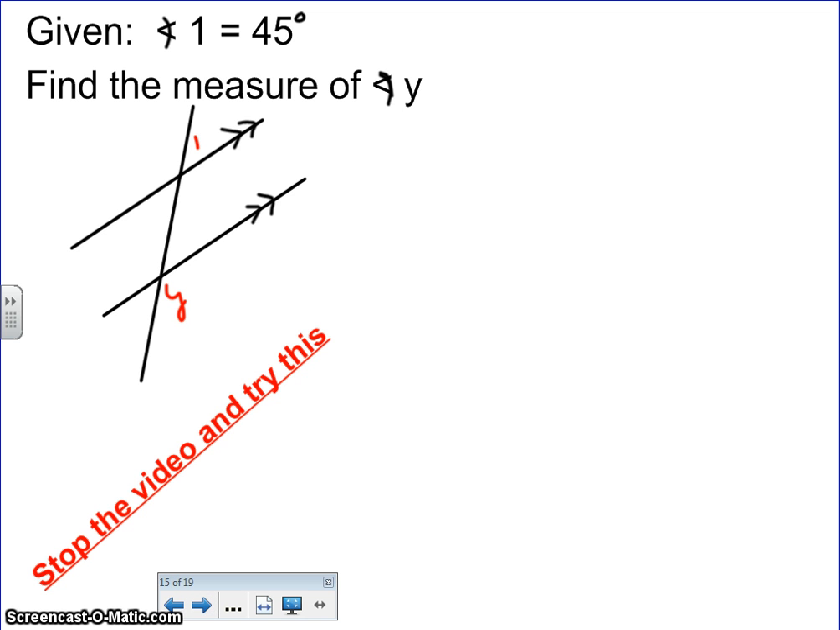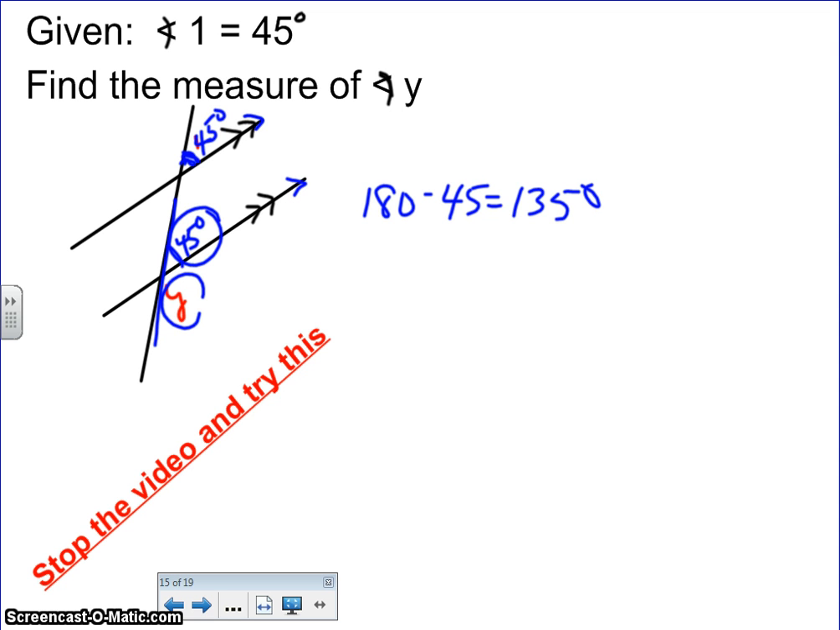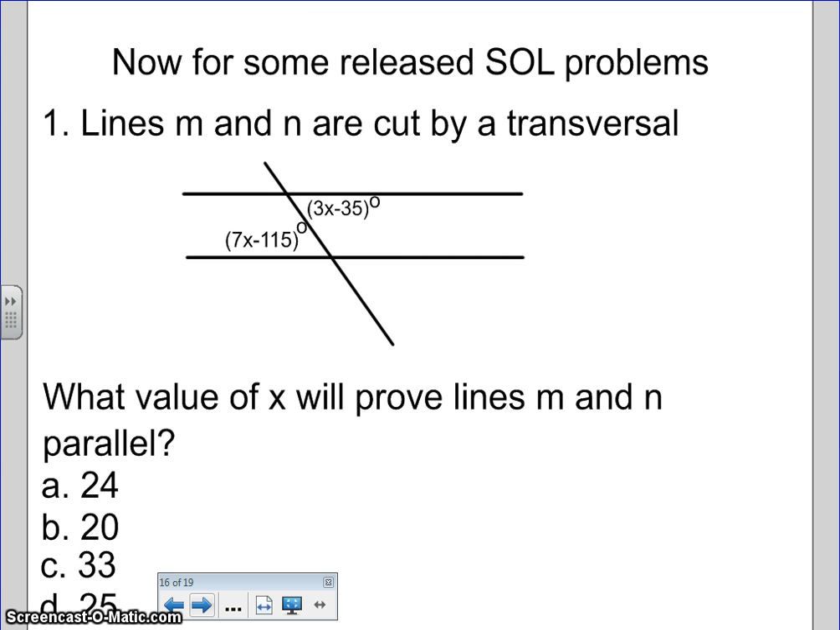Okay, we're back. Angle 1 is said to be 45 degrees, so I'll just go ahead and change that to 45 degrees. If angle 1 is 45 degrees and these 2 lines are parallel, then that means that this angle has to be equal to 45 degrees also, because they're corresponding angles, and this angle plus this angle make a straight line, so they add up to 180. 180 minus 45 degrees is 135 degrees, so that's our final answer. Y is 135 degrees.